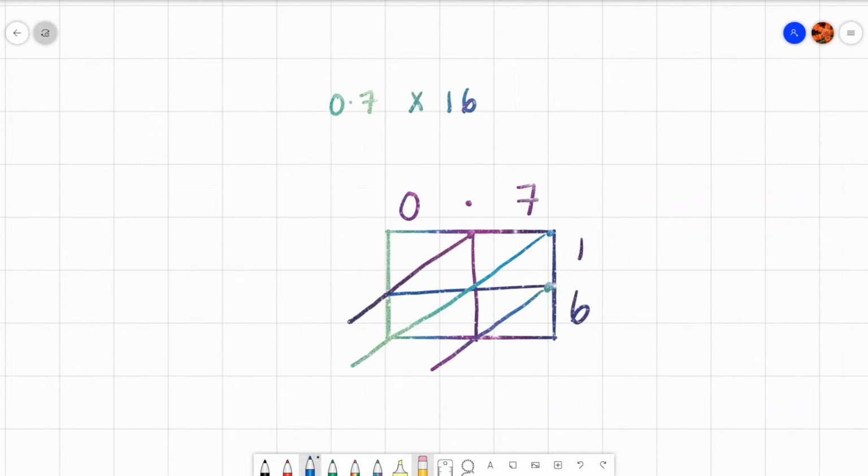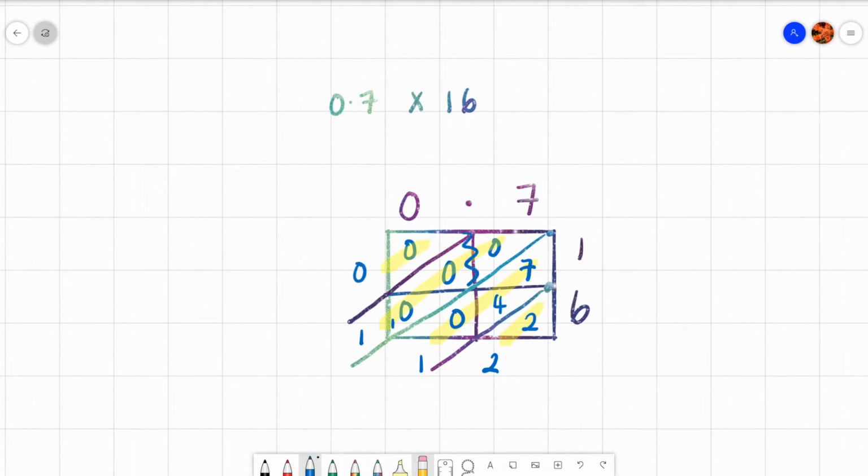Okay, now you can multiply. So 7 times 1 is just 7, 0, 7. 7 times 6 is 42. 4 and 2. 0 times 1 is just 0, so 0, 0. 0 times 6 is 0, 0, 0. You just need to add the diagonals up. This diagonal there is 2. This diagonal here is 7 add 4 add 0, so that's 11. Put the 1 there, the unit, and carry the tens over. Add that diagonal up, so it's 0, add 0, add 0, add 1, which is just 1. And this diagonal here is just 0.